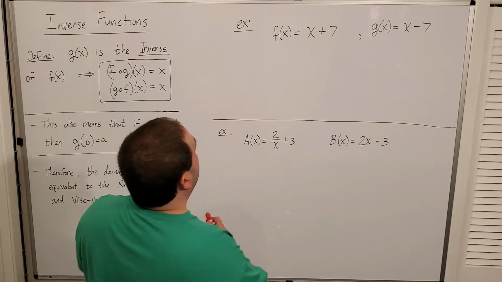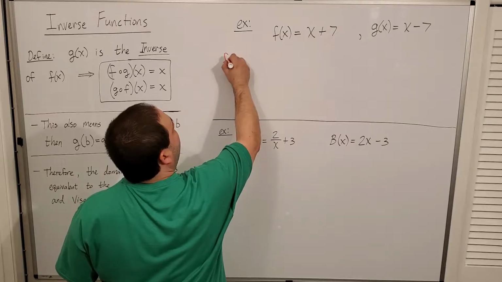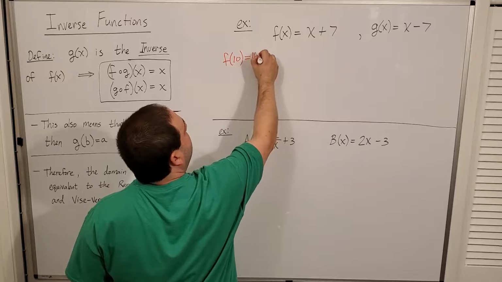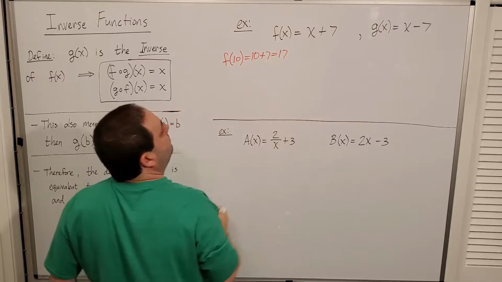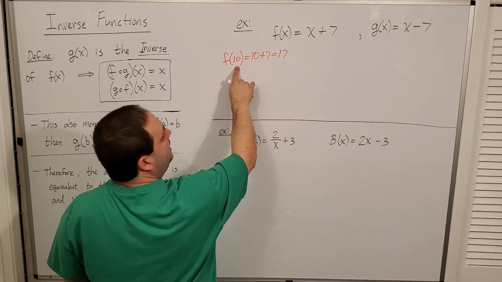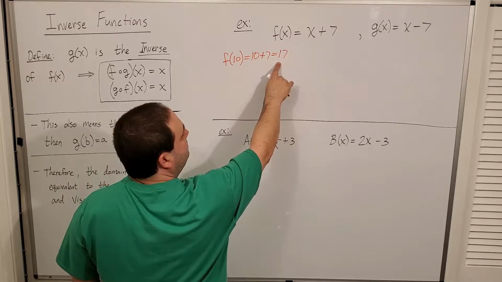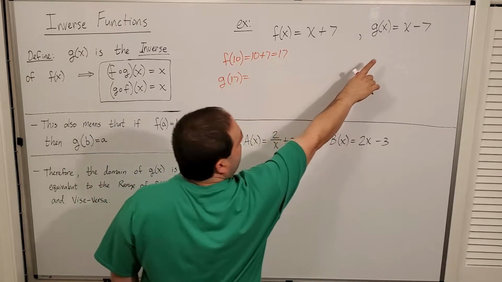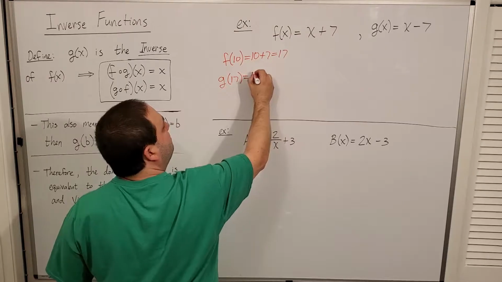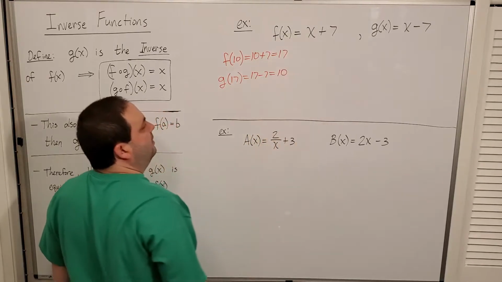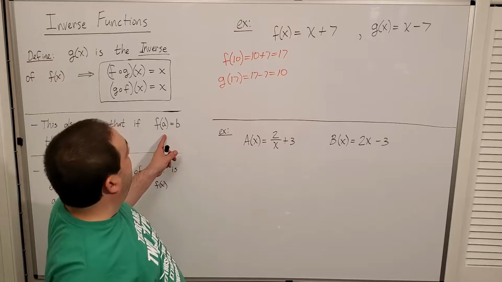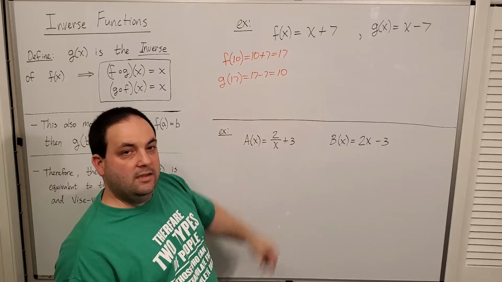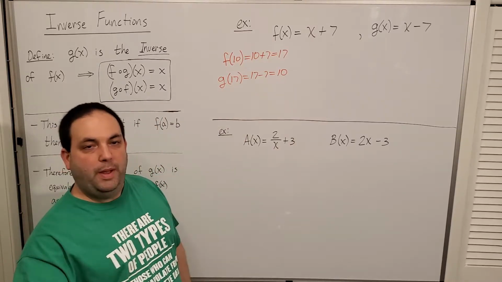Right here, let's say I have f of 10. Wouldn't that be 10 plus 7, which is 17? So in other words, f of 10 equals 17. Well, over here, what if I take g of 17? Wouldn't that be 17 minus 7? And that would give me 10. And that's exactly as advertised. f of 10 is 17, g of 17 is 10. And it would be like that for every single pair.